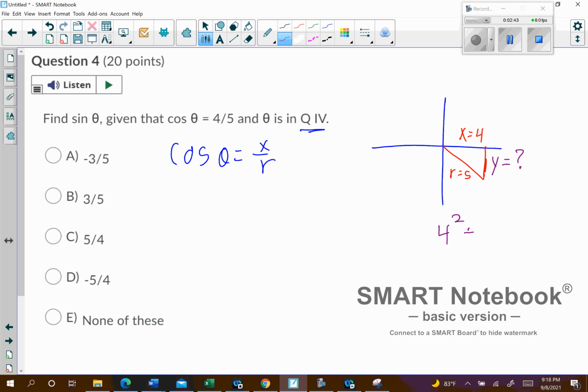So 4 squared plus y squared equals 5 squared. You're going to need to go ahead and do that and solve for y. Your answer will be negative, because you can see that in x and y coordinates, this has to be negative. So that's what you need to do. Figure out the Pythagorean theorem, and then sine of theta is y over r, so you can figure it out after that. I'll leave that up to you. Really, all that's left for you to do is solve for y. All right, let's look at your last one.